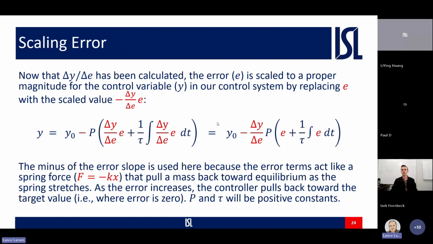And so in our equation here, we now have this new delta y over delta E, which scales our error to be of an appropriate size for our control to get us back towards 0. Now this P and this tau we haven't determined yet. These both need to be positive in this formulation.